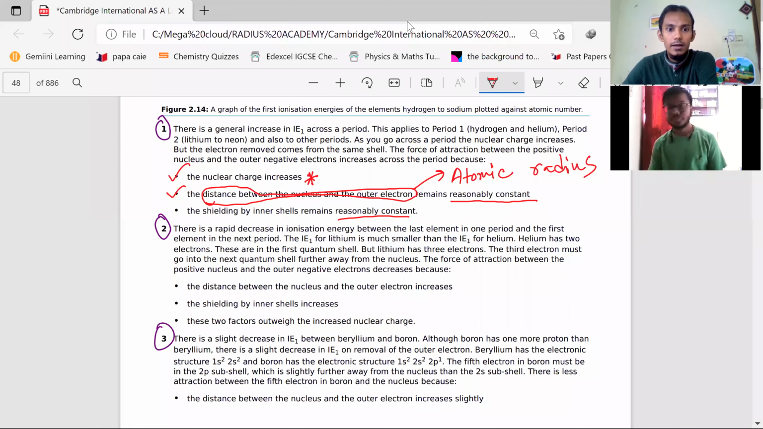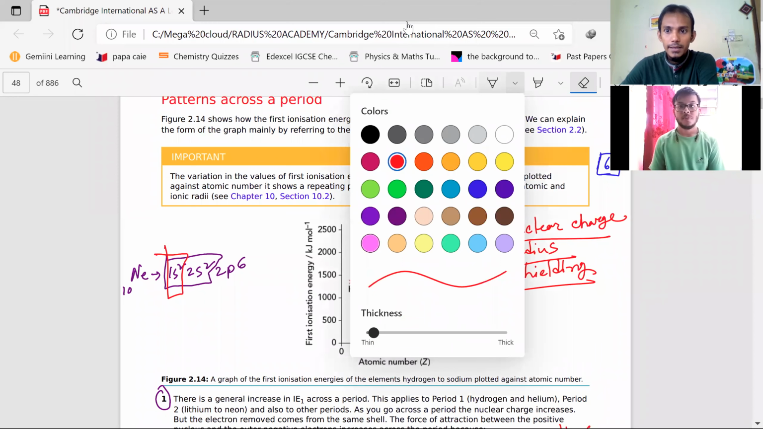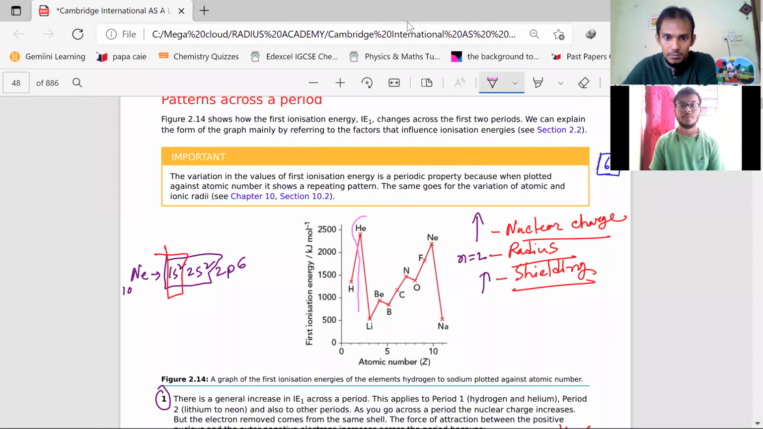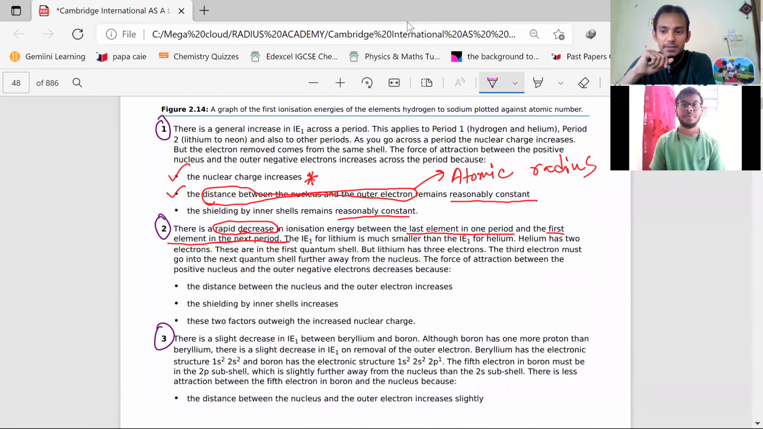Number 2, there is a rapid decrease in the ionization energy between the last element in one period and the first element in the next period. So we are explaining what? We are explaining these two. There is a rapid decrease of first ionization energy between the last element of period 1 and the first element of period 2, and the last element of period 2 and the first element of period 3. Do you understand? বুঝা যায়? Rapid drop, big drop, dramatic decrease. Anything you can say.